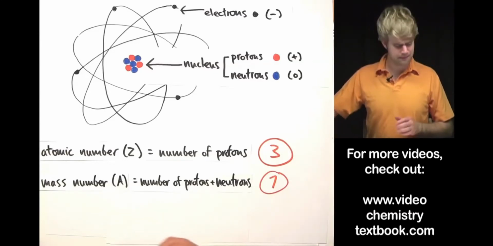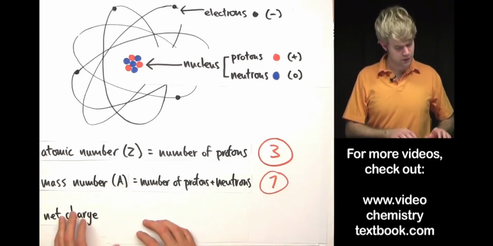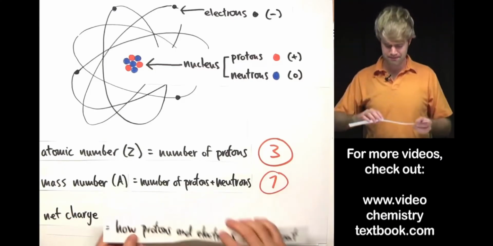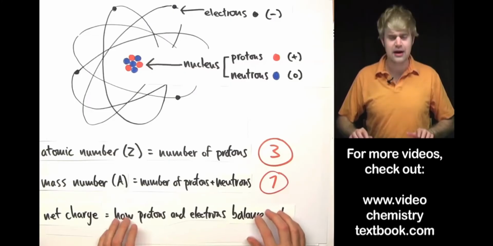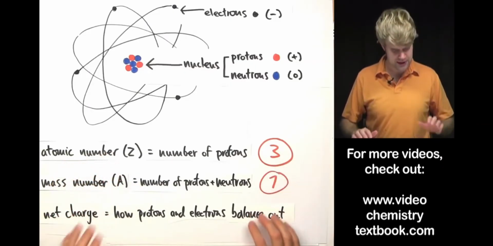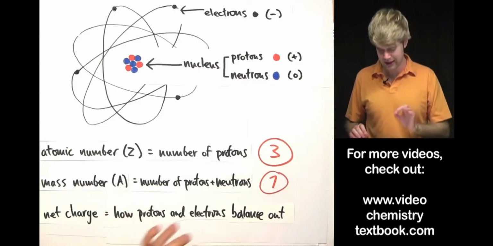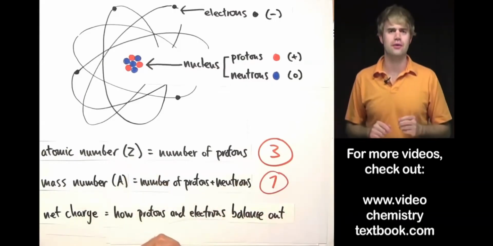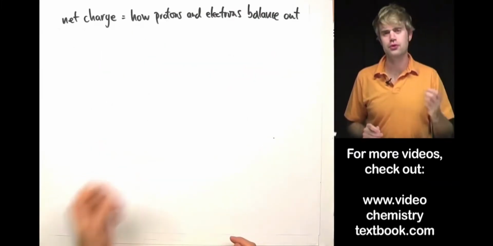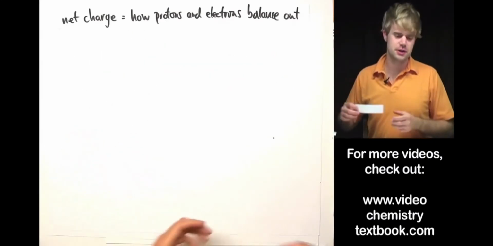Now finally, the third characteristic we're going to talk about here is probably the most complex, and that's called net charge. I don't have a good way to define net charge. I mean, I don't have a good definition. So what I'm going to say here is it's how protons and electrons balance each other out. Let's talk a little bit more about this. So net charge is about how protons and electrons balance each other out.